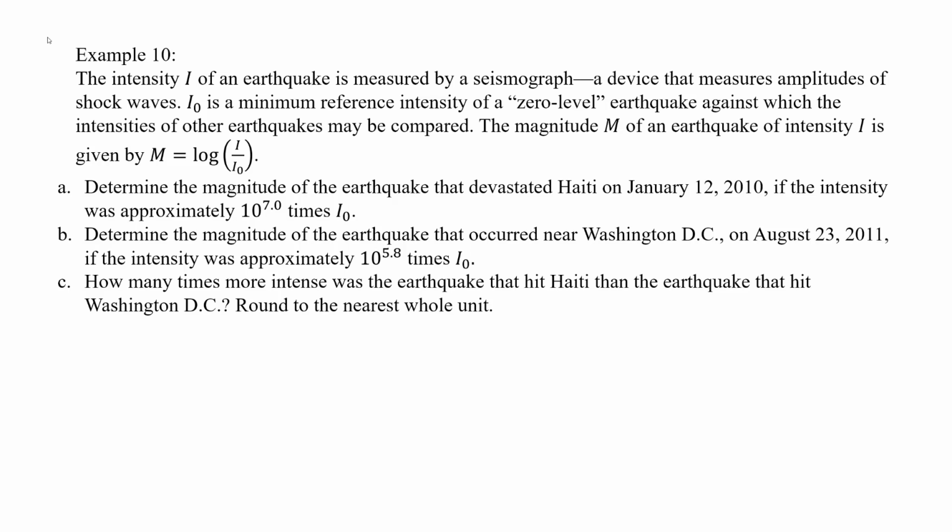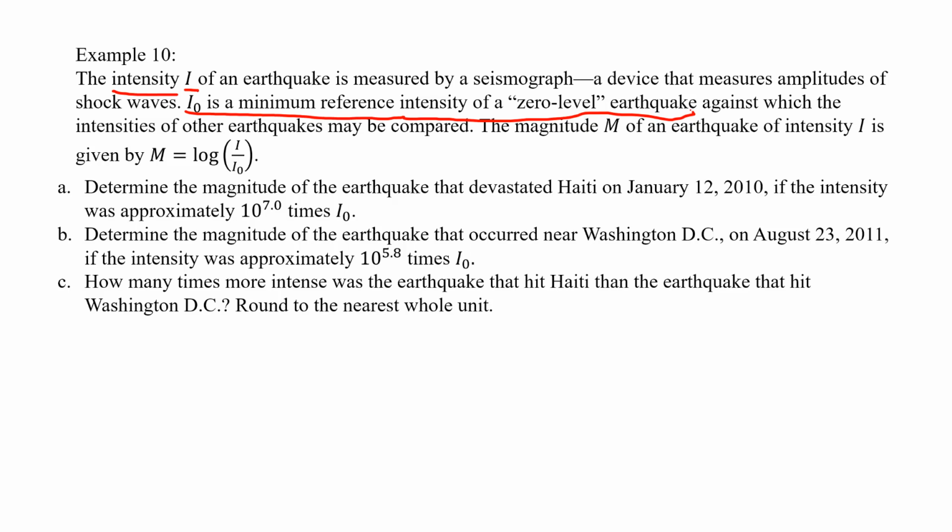Okay, we have a word problem here that partly involves logs, but not too deeply. So the intensity I of an earthquake is measured by a seismograph. So intensity is this letter I, a device that measures amplitudes of shock waves. I sub 0 is a minimum reference intensity of a 0 level earthquake against which the intensities of other earthquakes may be compared. So this is just some value that probably some seismologist came up with.